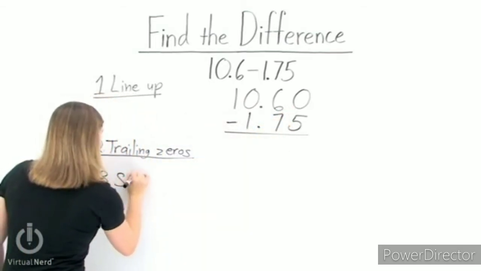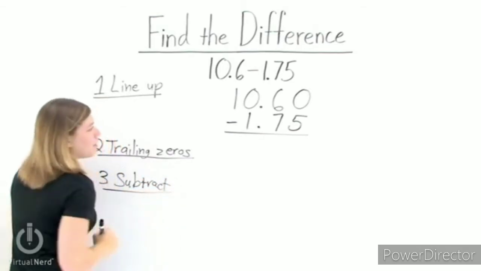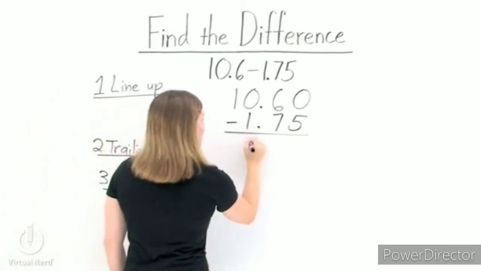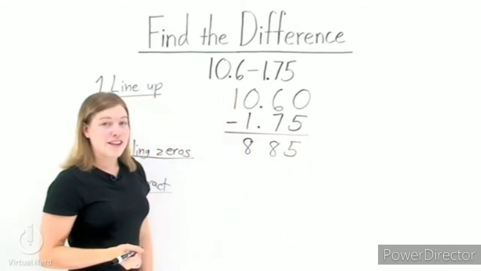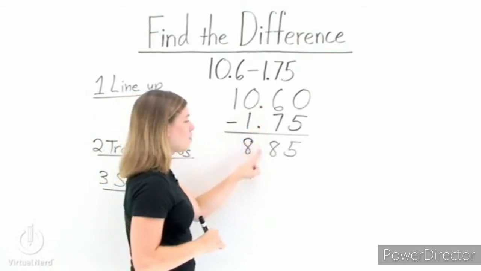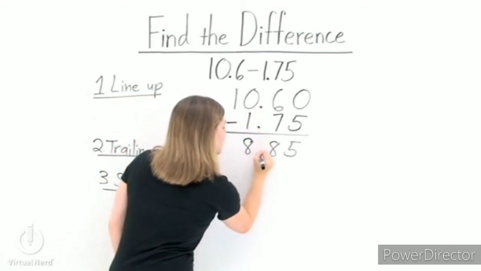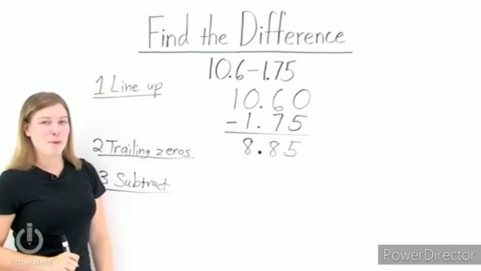Step number 3 is just to subtract as we normally would. When we do this to our problem, we get an answer of 8, 8, and 5. Now for the decimal. To put the decimal in our answer, simply follow the line of decimals and put our decimal in our answer in the same spot. So we get an answer of 8.85.